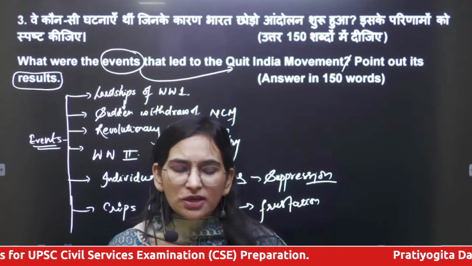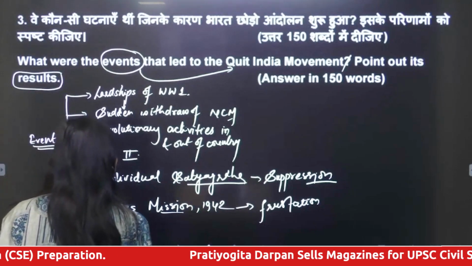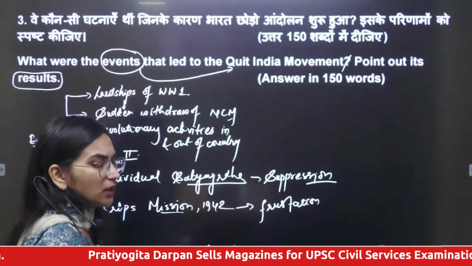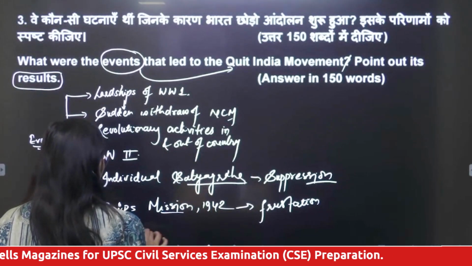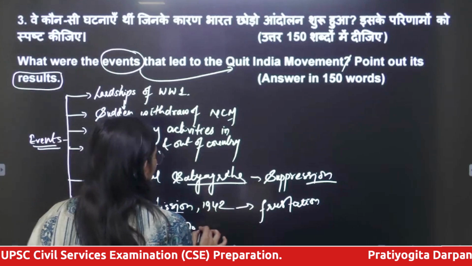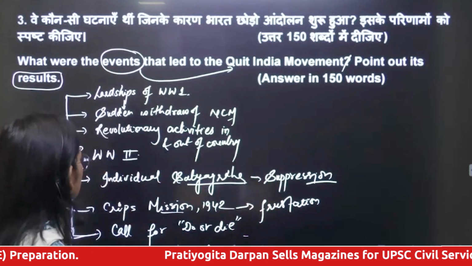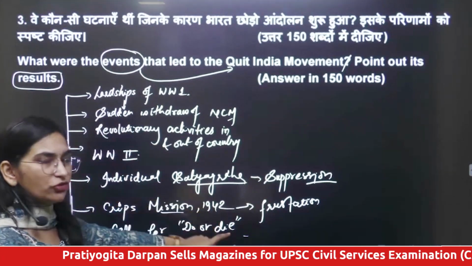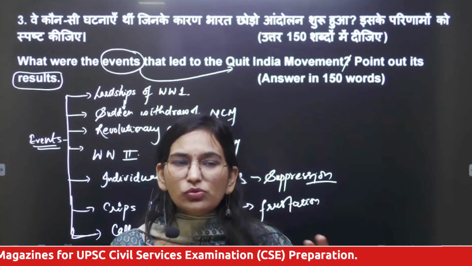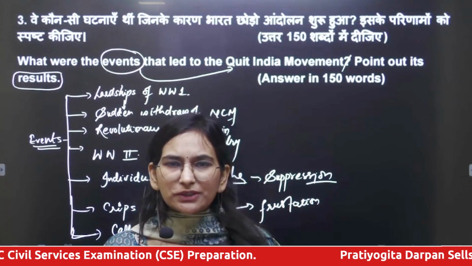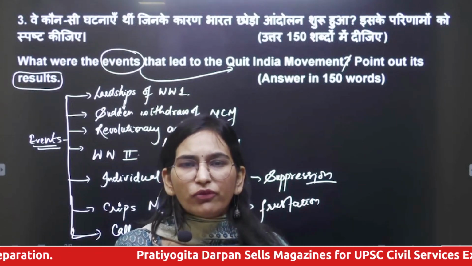And it was so huge that ultimately Gandhiji had to come up with one slogan. What was the slogan or call for? Do or die. So that was the call for do or die. Kariye ya mariye. These events ultimately led to what? The do or die demand. After the call, Gandhiji gave this mantra that either do or die. It was not in the violent sense, but in the sense that whatever you can do, you have to do for the independence.